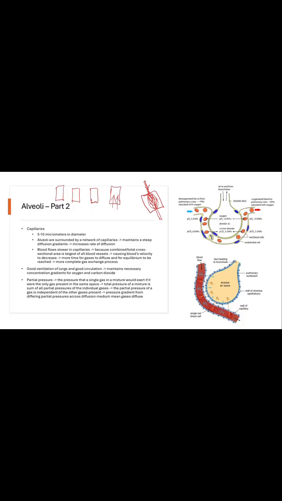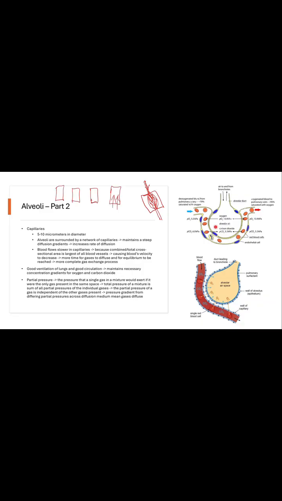And the partial pressure of a certain gas will not be affected by the partial pressures of the gases surrounding it. And the total pressure of a mixture is the sum of all the partial pressures of the individual gases. The pressure gradient is essentially the same as the concentration gradient. From a higher partial pressure, it goes to a lower partial pressure, and from a higher concentration, it goes to a lower concentration. It's the same sort of concept.